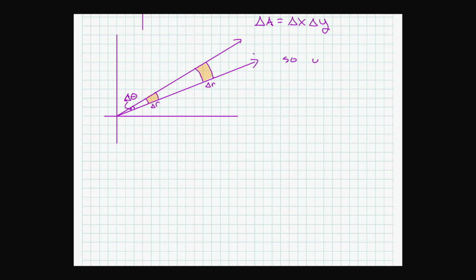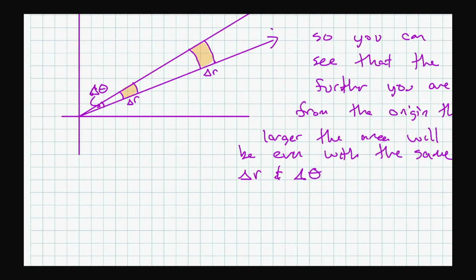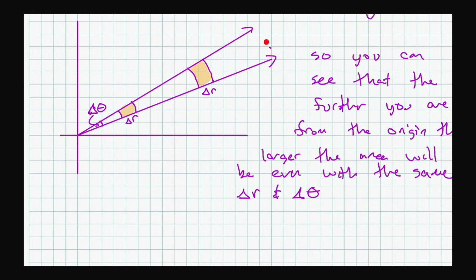So hope you can see that the further you are from the origin, the larger the area will be, even with the same delta r and delta theta, right? Like I tried to draw these so this distance was about the same as this distance, and the angle here and the angle here are the same angles, right? It's just that the further away you go, if this is like 3 degrees, 3 degrees is a big difference out here compared to right here, even though the angle itself is the same angle.